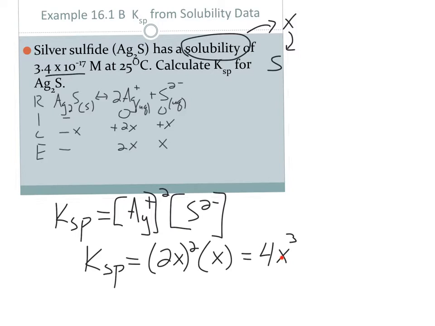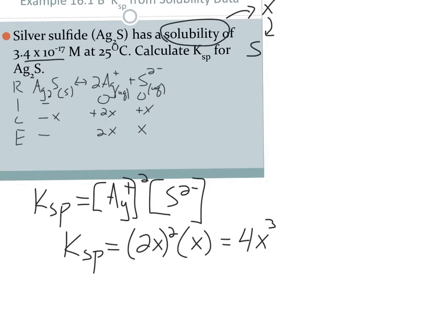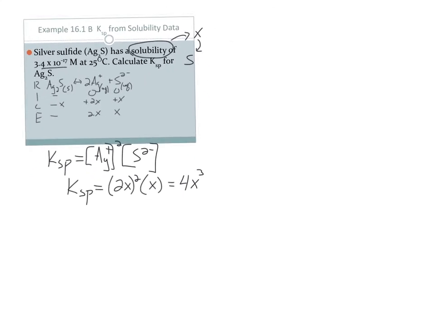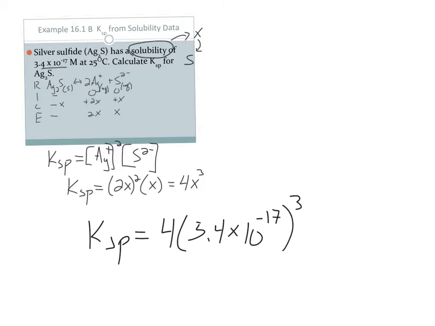But we can also do more. Let's go up to the ice chart. We can say, what is the sulfide? Well, that's the solubility. What is the silver? Silver is actually twice the solubility, so it's 2x. So you've got to watch out for what is being asked for in all of these problems. In this particular case, we have the Ksp is going to be equal to 4 times x, which is 3.4 times 10 to the negative 17th, to the third power.